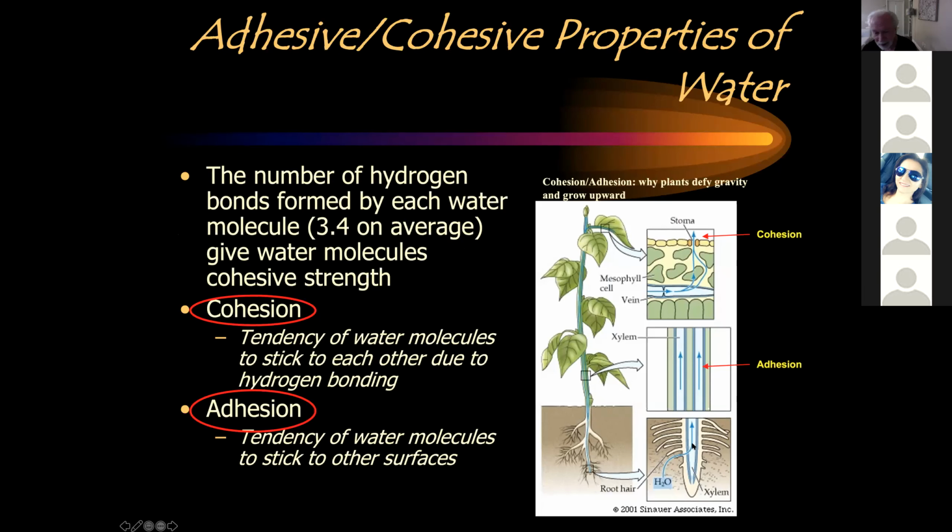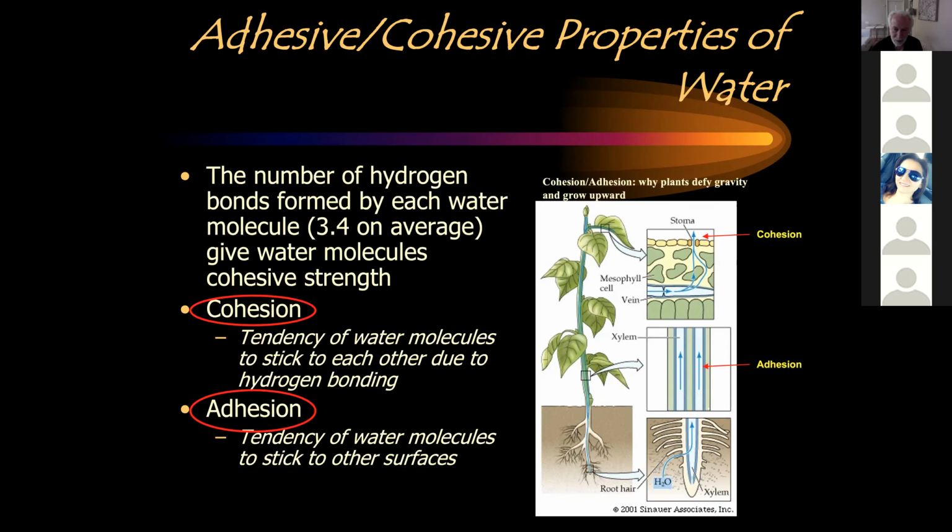And now one last thing, adhesion and cohesion. I've circled these because I want you to remember what they are. The number of hydrogen bonds formed by each water molecule gives water molecules cohesive strength. Cohesion is the tendency of water molecules to stick to each other, and again, they stick due to hydrogen bonding. Adhesion is the tendency of water molecules to stick to other things, other surfaces.